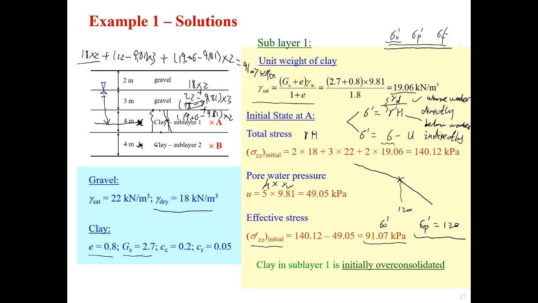Okay, thank you. And since sigma O prime is less than sigma P prime, obviously the soil is initially over-consolidated because we fall in the OC state. You see, the OC state.